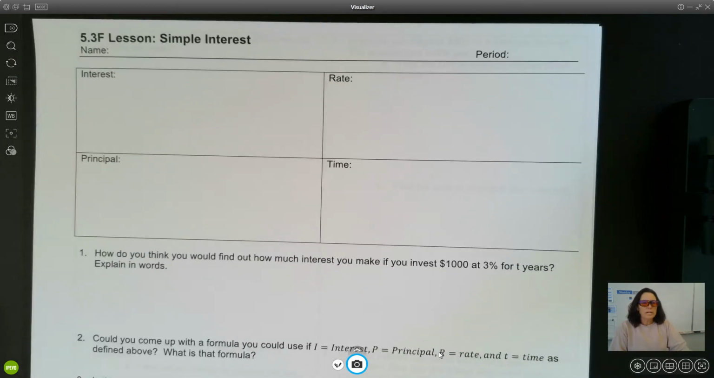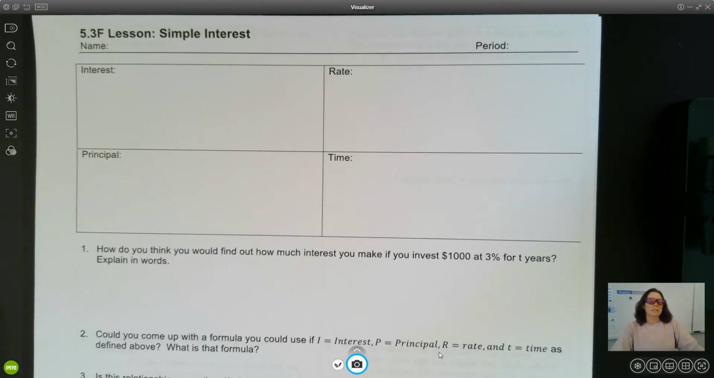Right, 5.3F lesson. It's on simple interest, and kids have a hard time with this lesson each year. Okay, now let me explain what this is for.